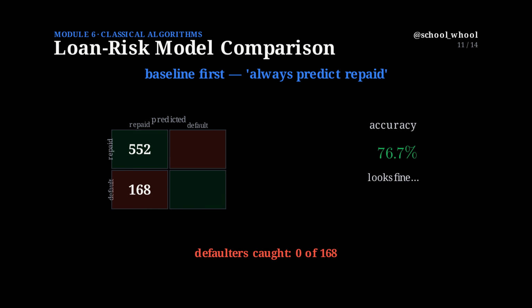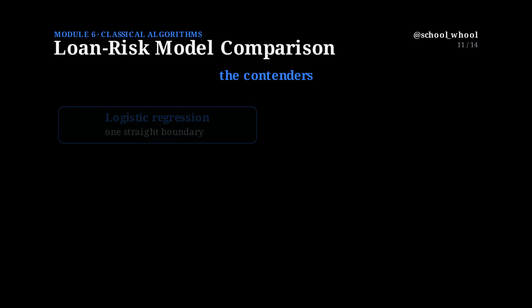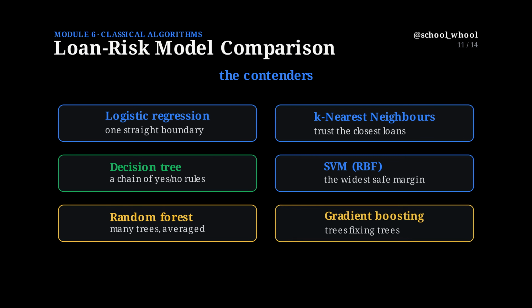Now our contenders, 6 classical models, each with a superpower. Logistic regression, a simple linear baseline, k nearest neighbors, which trusts whoever is closest. A decision tree, a chain of yes or no questions. A support vector machine, which finds the widest margin. And 2 ensembles of trees, a random forest, and gradient boosting. Which should we believe? We will not guess.